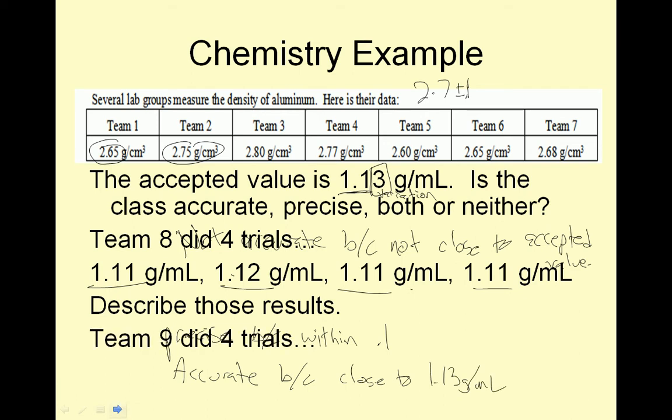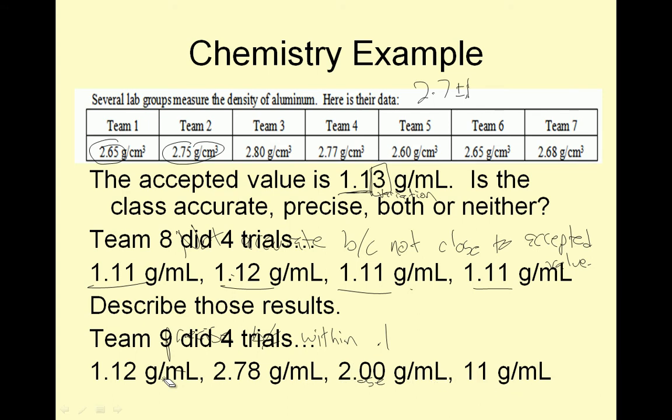Team 9 did 4 trials. Uh-oh. 1.12, 2.78, 2, and 1.11. Okay. Now, the correct answer is 1.13. This one's accurate. But overall, these are very far away from that. So overall, they are not accurate, because they're not close to the target, and they are not precise. And I guess technically I should be writing imprecise and inaccurate. You know what I mean.